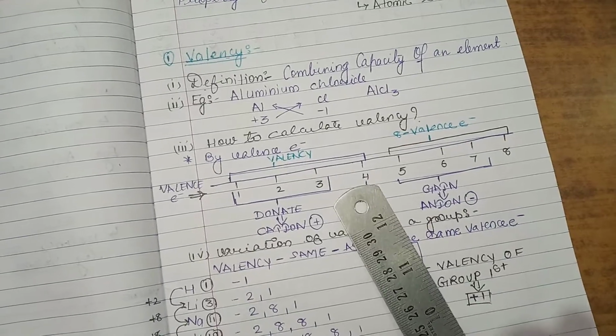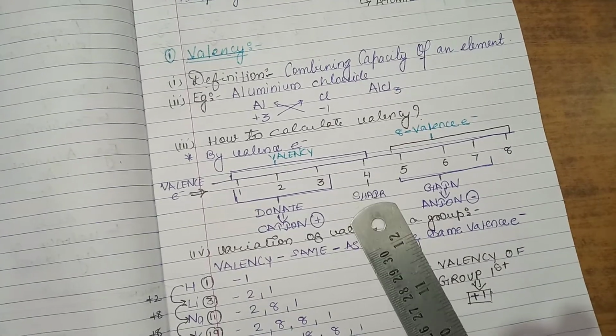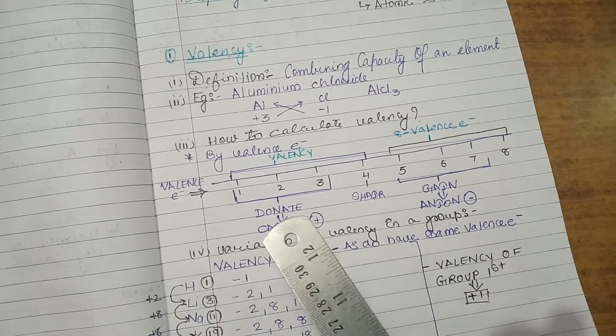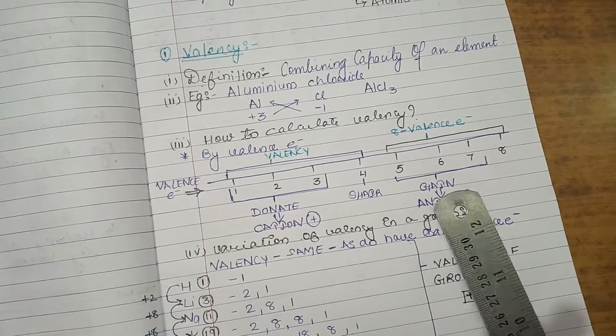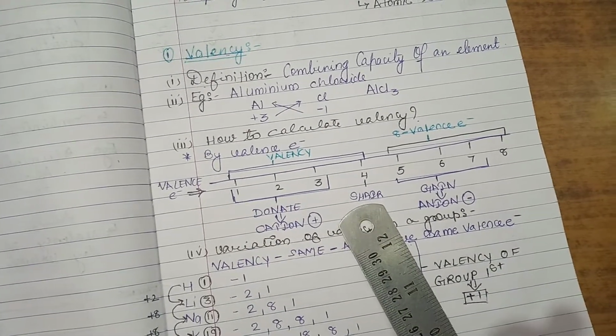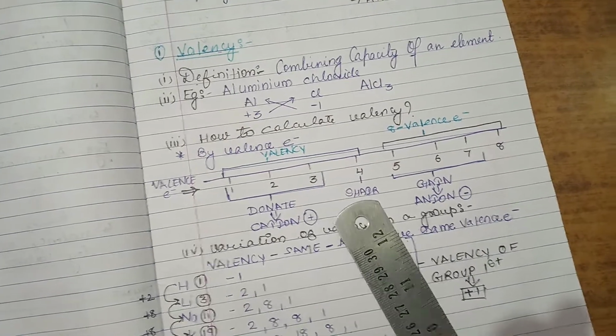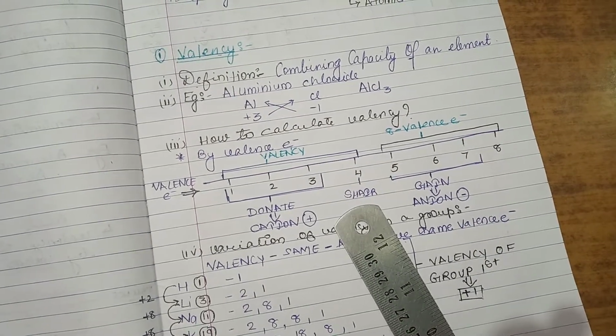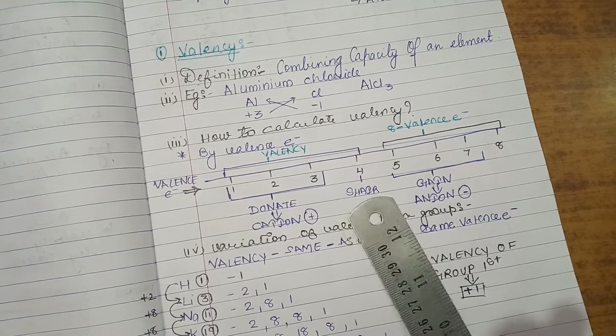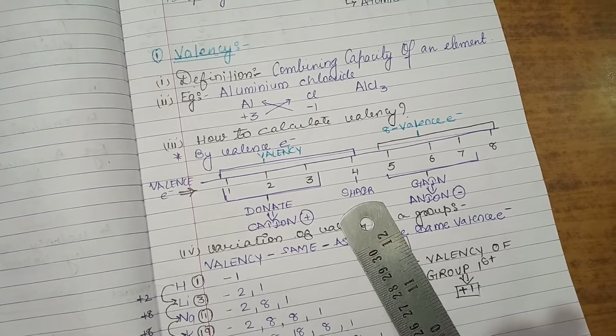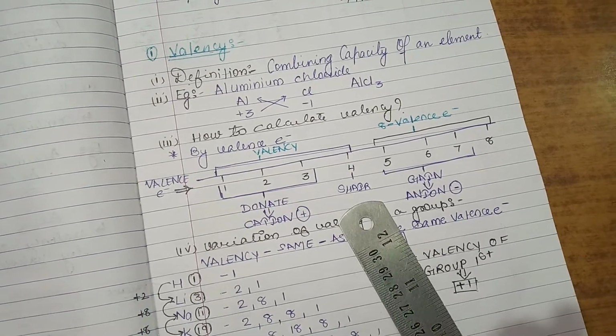Meanwhile, if an element has 4 valence electrons, it does not have the tendency either to donate or to gain. Rather, it has a tendency to share electrons, and in a later chapter we will come to know about this. Because of this behavior, these elements form covalent compounds.